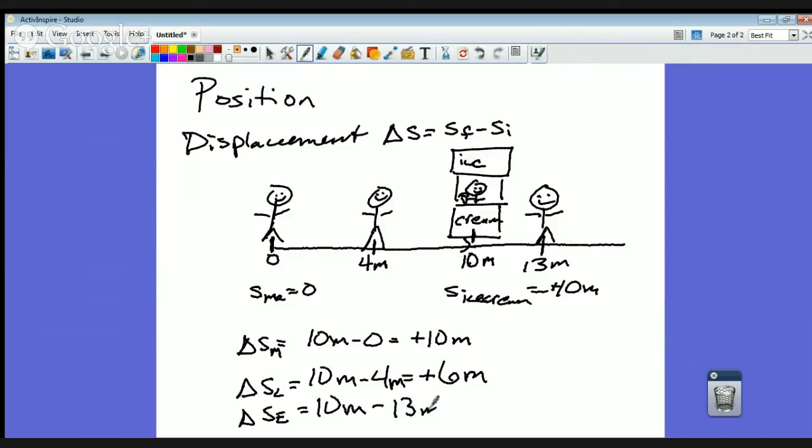So we're going to subtract that, and we get negative 3 meters for the displacement. His change in position was from 13 to 10, so he moved 3 in the negative direction. If you're moving to the right, we're saying that's positive, and to the left is negative. So he moved 3 meters in the negative direction. Negative 3 meters is his displacement.